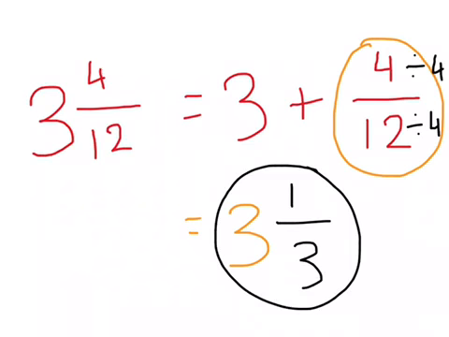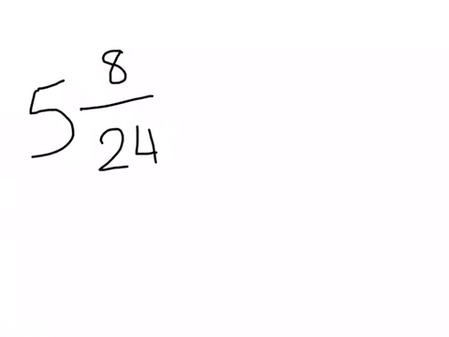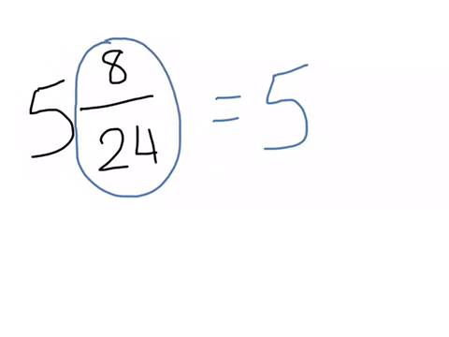Let's do another one. Say we have 5 and 8 on 24. Your whole number stays exactly the same, you leave that alone. Now look at your proper fraction. This is your proper fraction here. Your highest common factor is 8, so you are dividing the top by 8, and you're dividing the bottom by 8. So your simplified fraction would be 5 and 1/3.